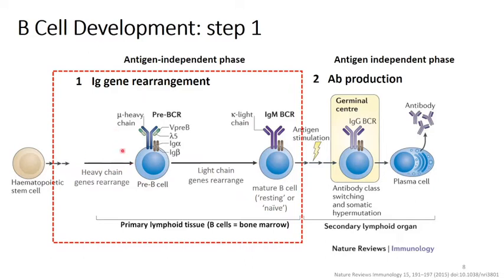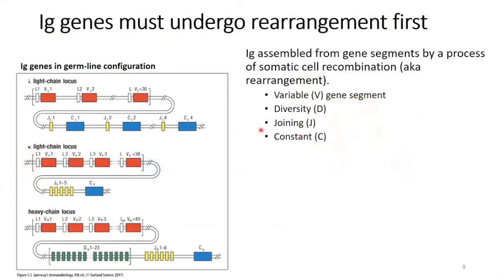Just an overview. There's two chains in the antibody. There's a heavy chain and a light chain. So the heavy chain genes rearrange first, and if that's successful, then the light chain genes rearrange, and then we have what's called a mature B cell. And that then leaves the bone marrow and circulates around the body through the secondary lymphoid tissues. So let's look at that stage first.